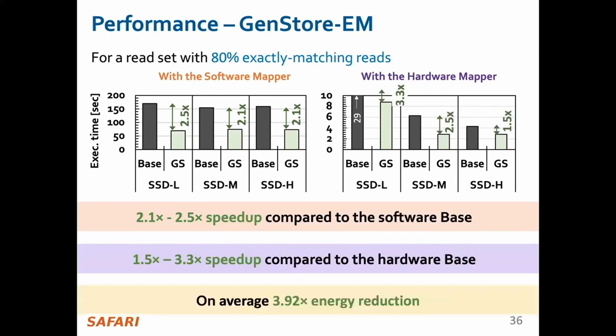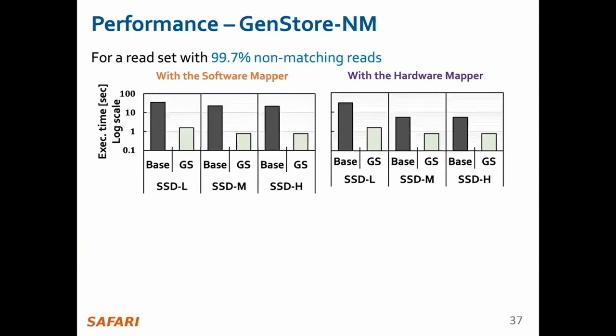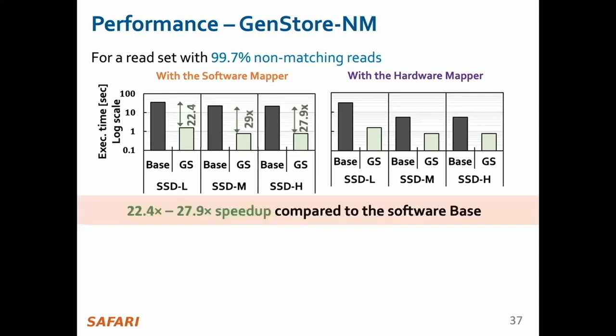And on average provides 3.9 times energy reduction. So now we analyze the benefits of GenStore NM for a 12 gigabyte long read set with a high degree of genetic variation compared to the reference genome, and where a large fraction of reads do not match any subsequences in the reference. And we show the benefits of it on software and hardware mappers.